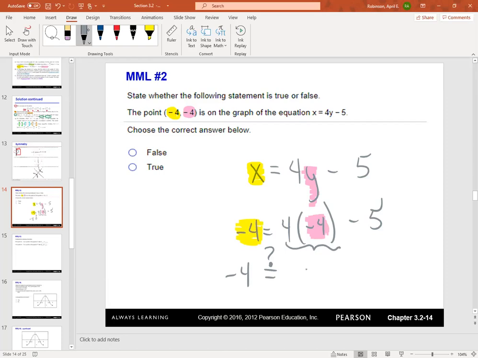4 times -4 is -16. And then -16 minus 5 is -21. -4 does not equal -21. So that's a big false. That's all there is to that kind of a problem to see if it's really a solution. To see if it's on the graph, you would have to check in the equation.